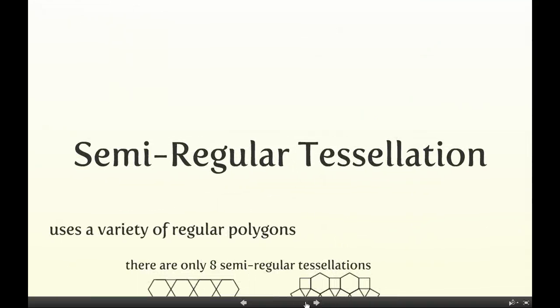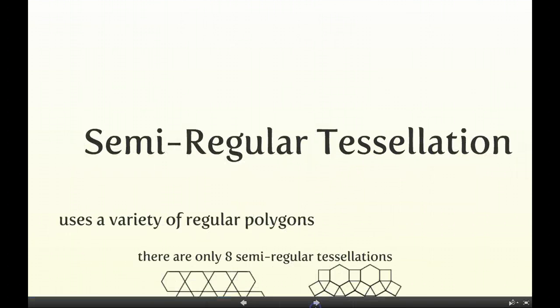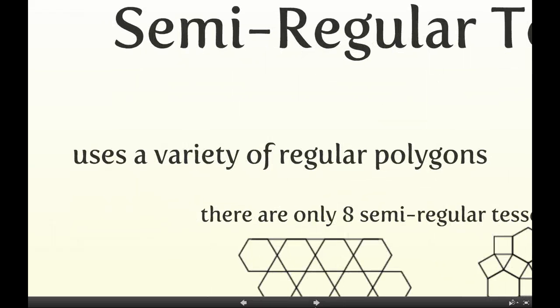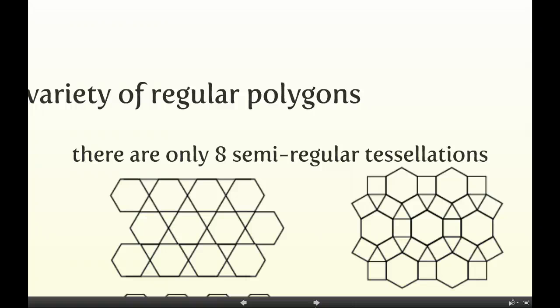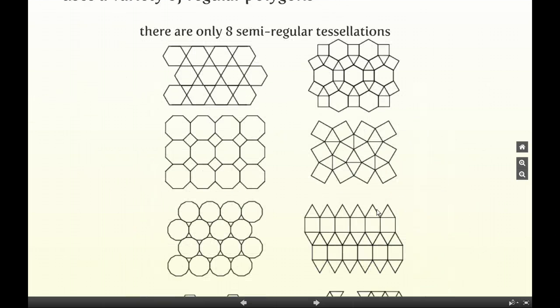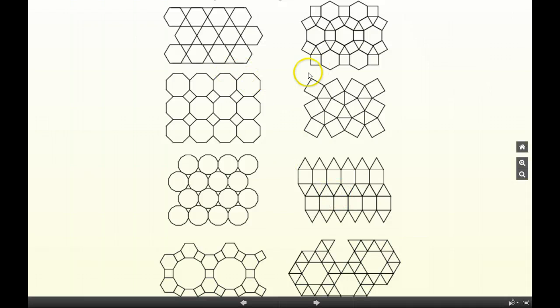Another type of tessellation is a semi-regular tessellation. A semi-regular tessellation uses a variety of regular polygons. There are only 8 semi-regular tessellations. Here's a semi-regular tessellation of hexagons and triangles. Here's one of hexagons, squares, and triangles. Here's a picture of all 8 different semi-regular tessellations.